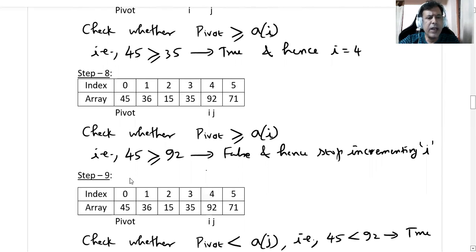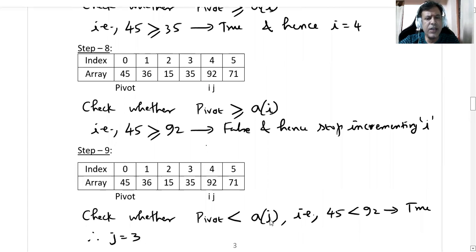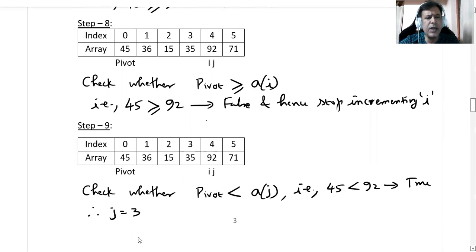So in step 9, what you do is check whether the pivot is less than AJ or not. AJ means it is now 92, means 45, is it less than 92? Yes, it is true. That means you can decrement J. So J now it is 4, it will become now 3. So J became 3 now.